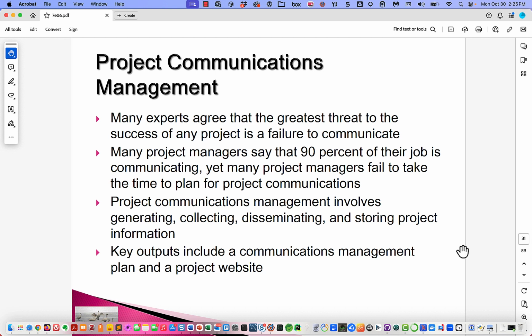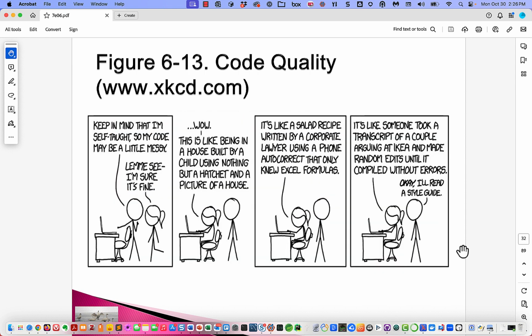So we need to have a plan for all the parts of communications that our team's going to be doing. And one thing we might want to think about is having a project website. And I don't know why we put this cartoon about code quality here, but I'll leave that for you to enjoy.